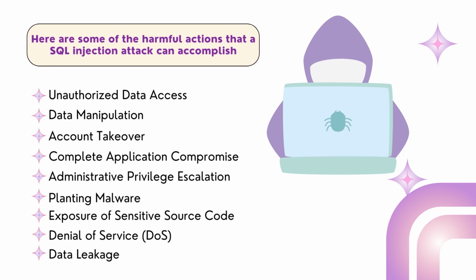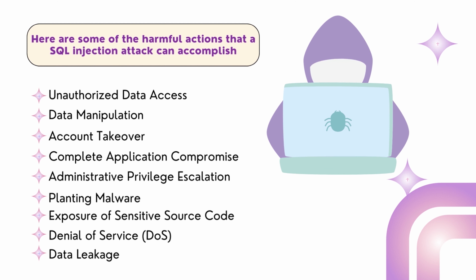So the attackers can use SQL injection to insert malicious code into the application's database, which when executed could lead to further exploitation or serve as a foothold for other attacks. Then comes exposure of sensitive source code. So SQL injection can reveal the underlying application's source code, which exposes potential vulnerabilities that could be exploited further.